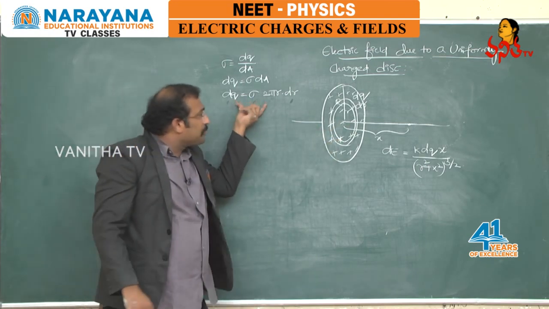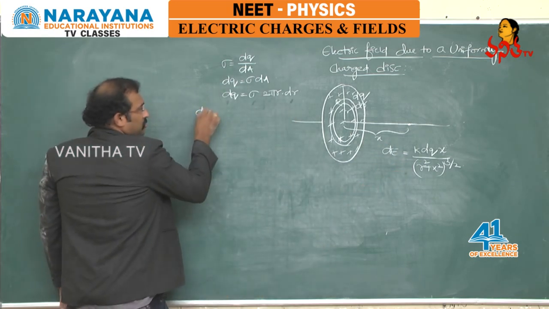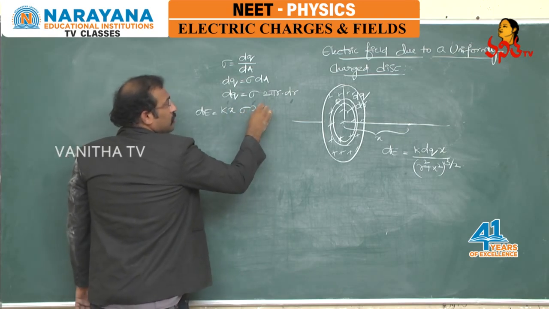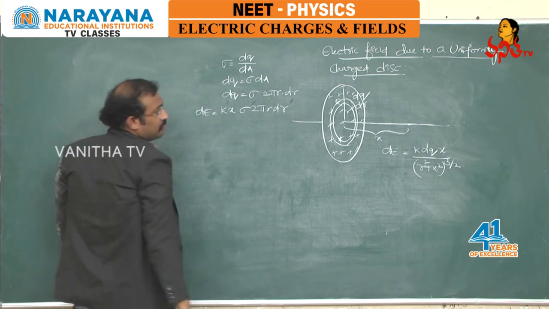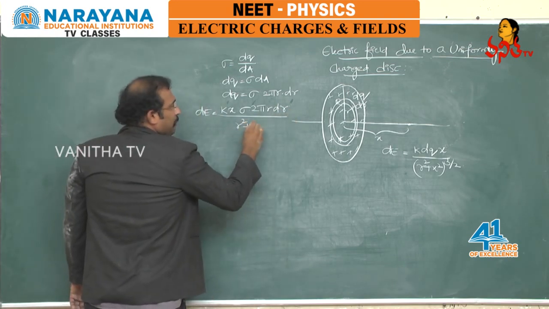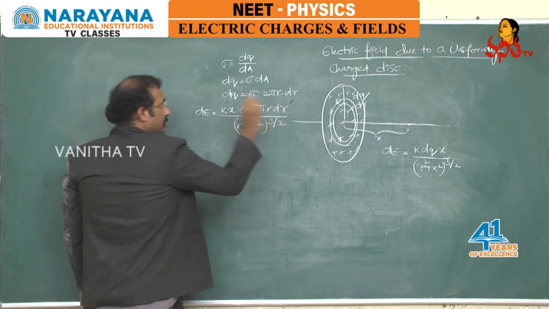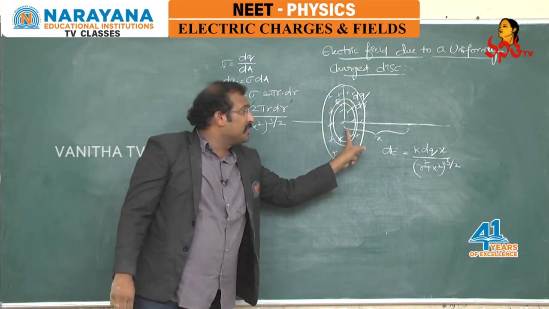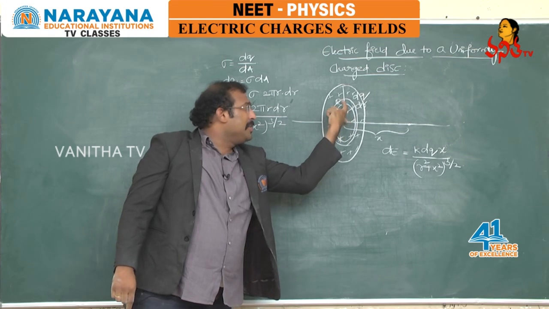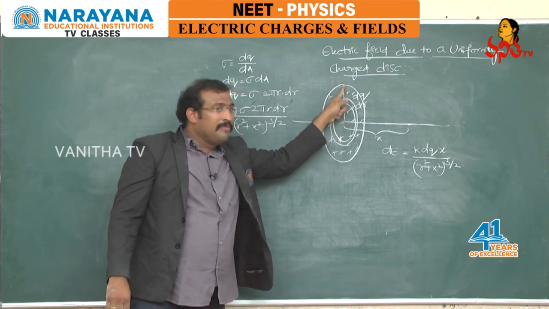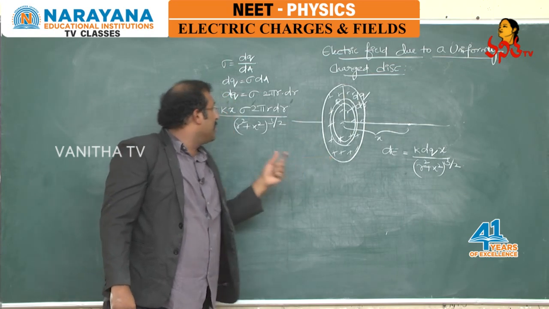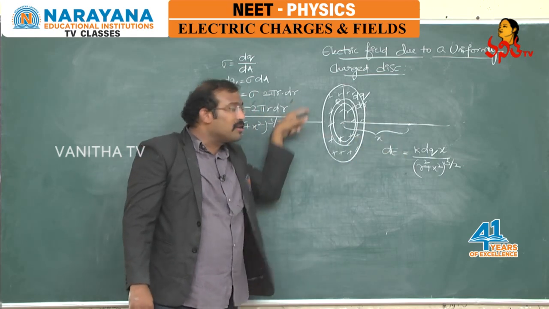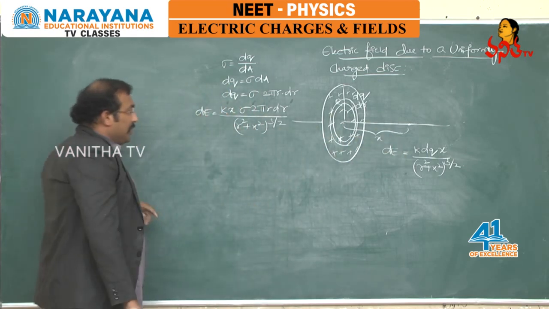So if we substitute this here, what will we get? dE is equal to k x sigma 2 pi r dr by r square plus x square whole power 3 by 2. Now the entire function is in terms of this distance r and a fixed distance x. If this elemental ring varies from 0 to R, then we will get the total charge distribution of the disk, and the electric field can be calculated at this point at a distance x on its axis due to the entire charged disk.